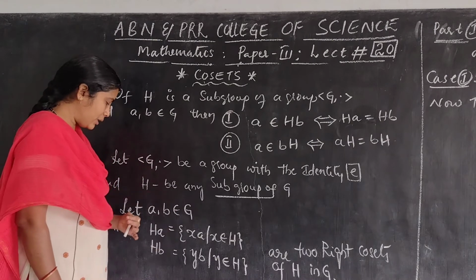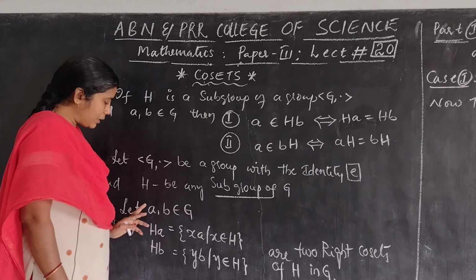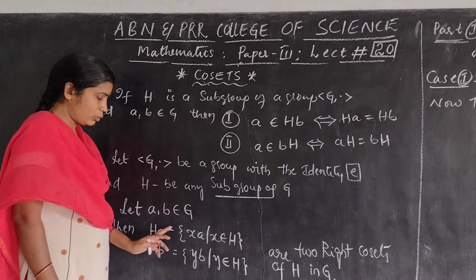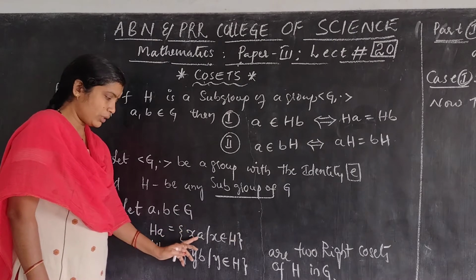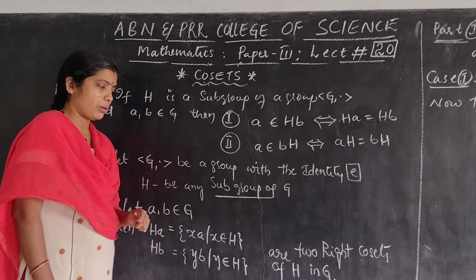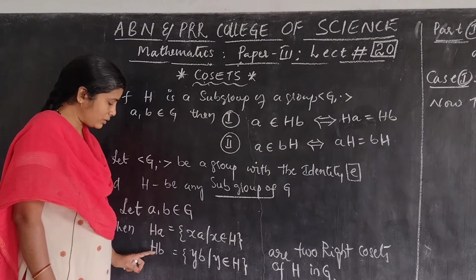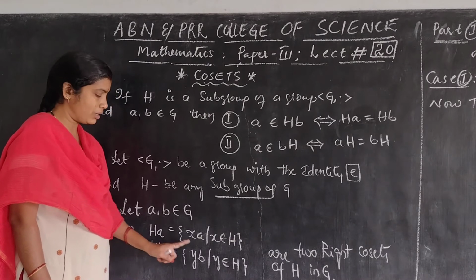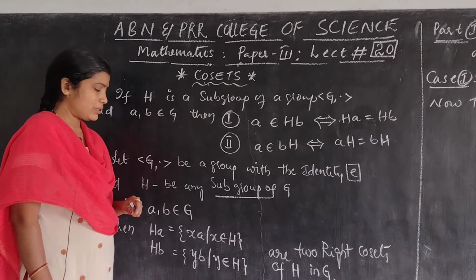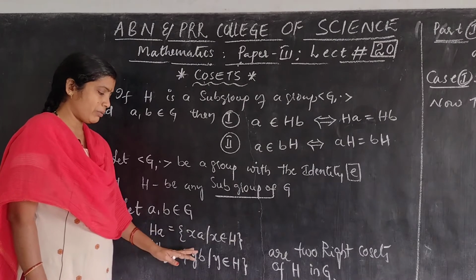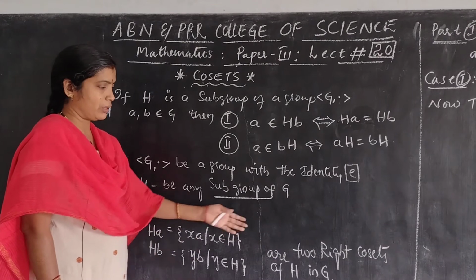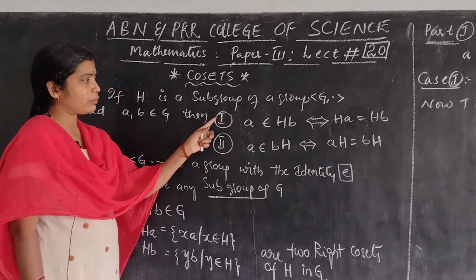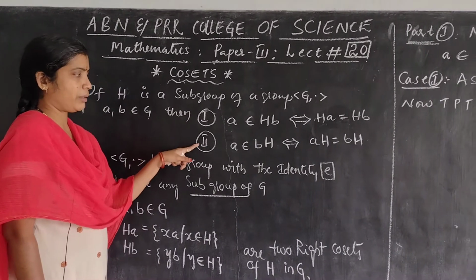So, I can write here two right cosets generated by A and generated by B. The coset generated by A is HA, whose elements are X dot A, where the X's are subgroup elements. Similarly, HB, the right coset generated by B, consists of composite elements Y dot B, where the Y's are subgroup elements. Let us prove this theorem. I can prove only part 1; similarly you can prove part 2.